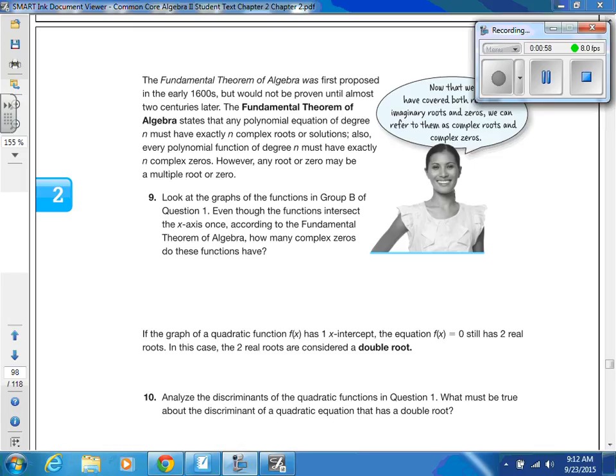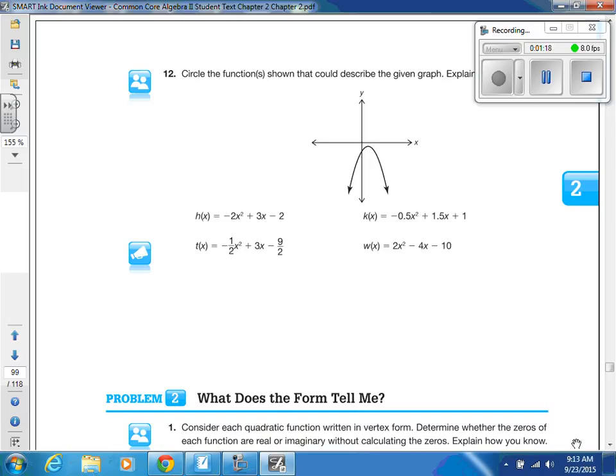If you have an equation that goes to the 50th power, you should be able to find 50 solutions. That's what the fundamental theorem of algebra says. Every equation has a solution. They may not all be real, but they're there. Okay? Now, let's look at the next page. What does the form tell me?